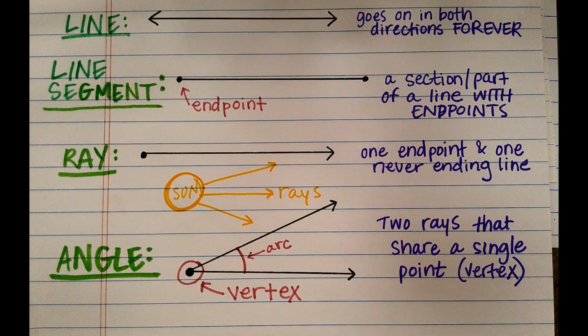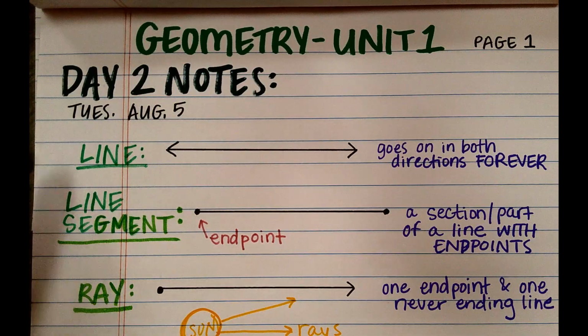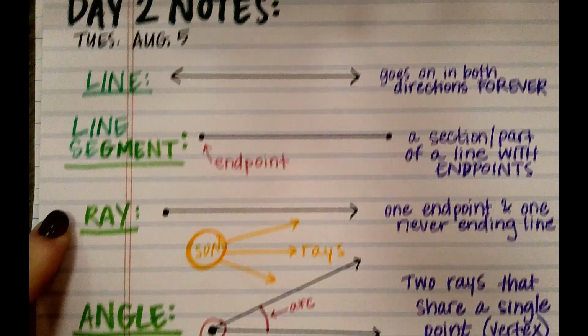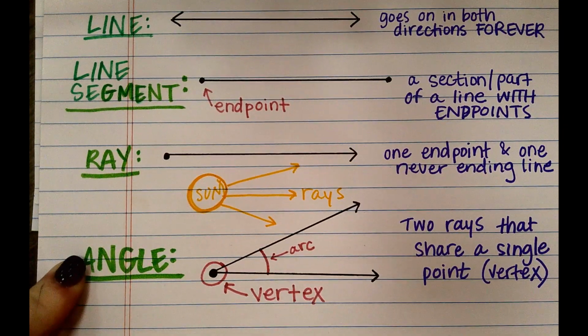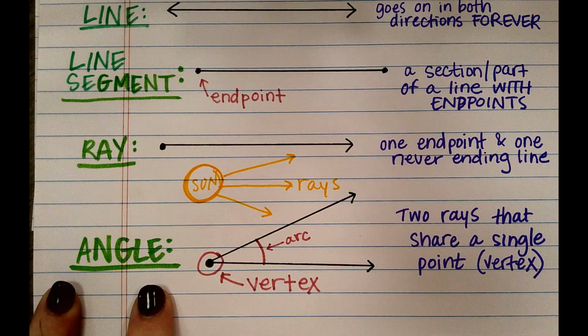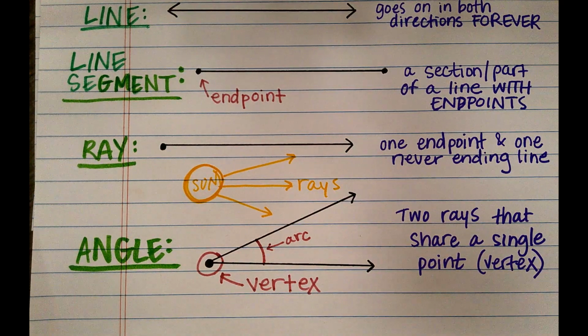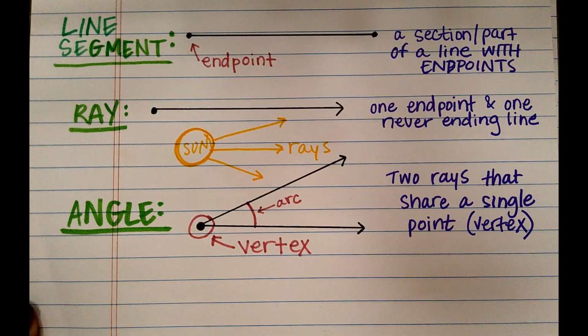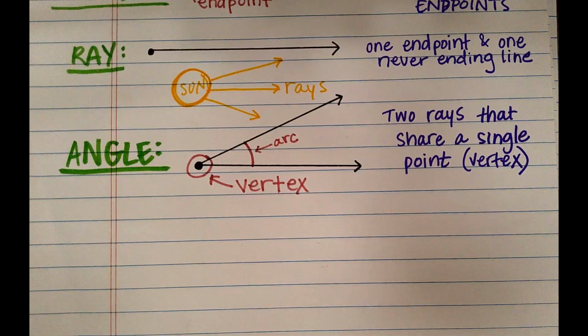All right, so we have all of these definitions. We know what a line is. We know what a line segment is. We know what a ray is. We know what an angle is. I would now actually like to go into different types of angles. We're really going to go into classifying things today and making sure we know how to name them.